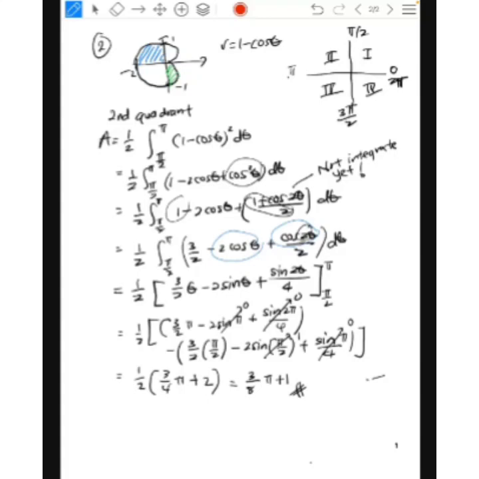Okay, so for the fourth quadrant, you may try. The angle for the fourth quadrant should be from 3 pi over 2 until 2 pi. Everything else in between is all the same as this. Only that you have to substitute the value from 3 pi over 2 until 2 pi. So the answer will be different.